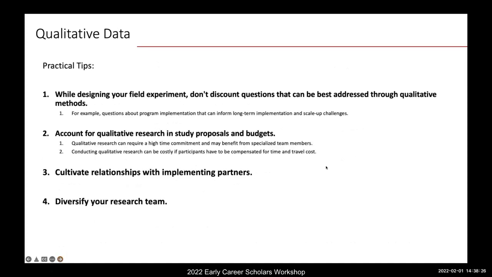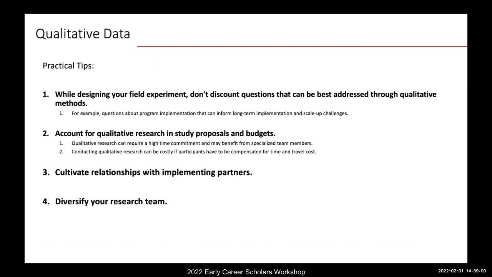Okay. And then some practical tips about qualitative data. While designing your field experiment, don't discount questions that can best be addressed with qualitative methods. It's becoming more and more appropriate and okay to use qualitative methods in economics papers. If you want to do that, don't forget to account for it in your study proposals and budget, because they can be quite time and cost intensive.